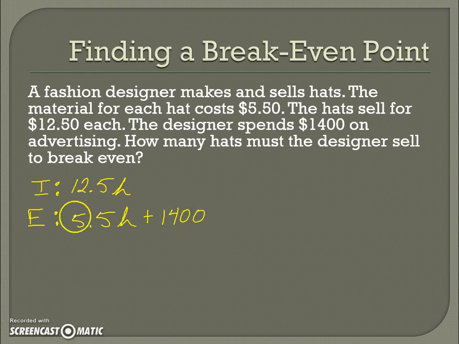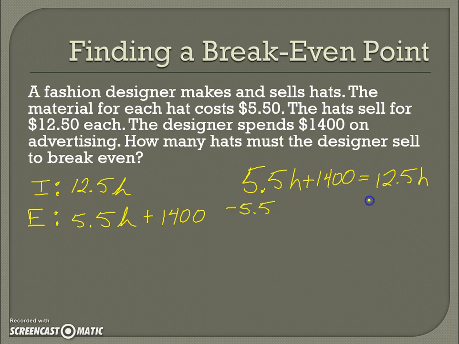All right, so I have income and expenses. A break-even point is when the income equals the expenses. So in order to solve this, I'm going to set these two equations equal to each other. So I have 5.5H plus 1,400 equals 12.5H. All right, so when income equals expenses, I said that backwards, but you get the idea. First thing I need to do is isolate my H, get it by itself.